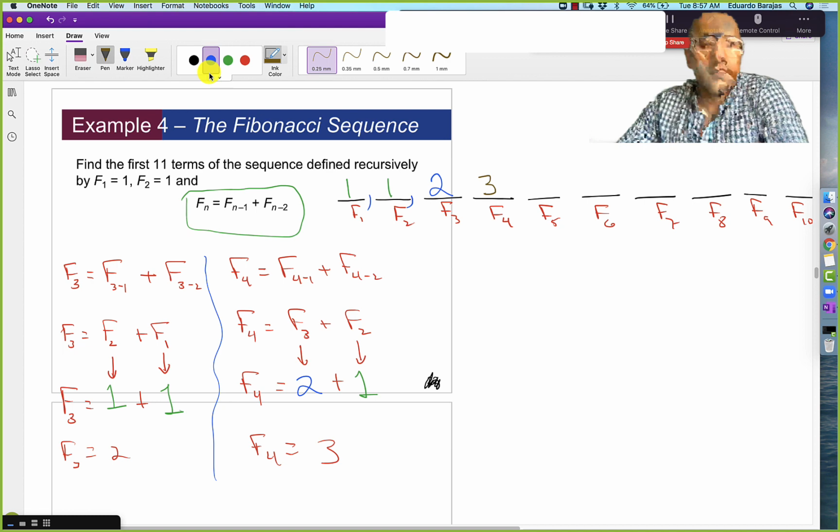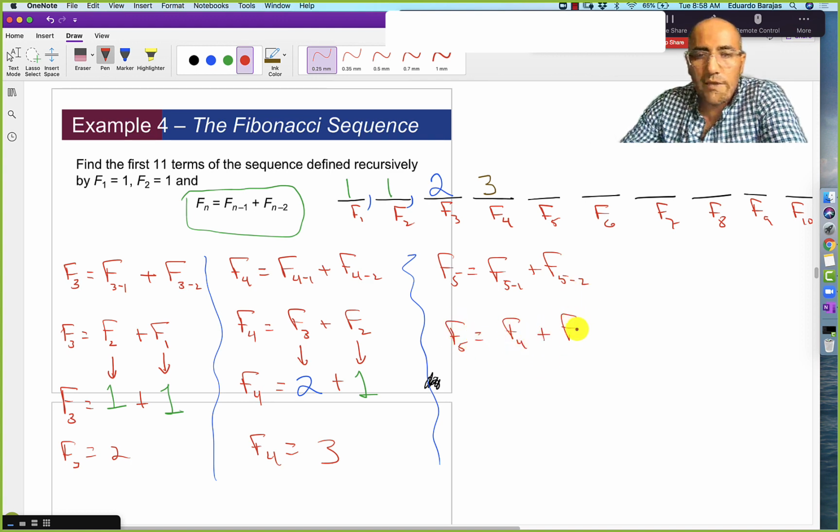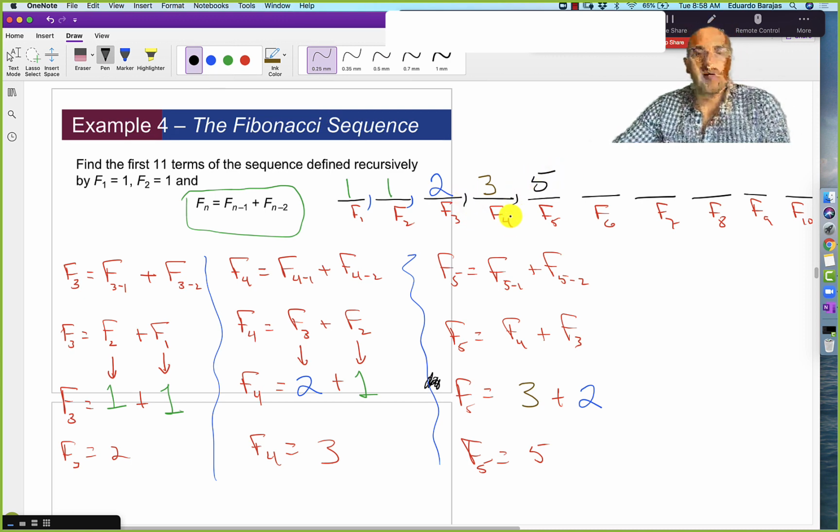Good. I'll do one last one this way, and then we can just go crazy with the rest of them. So this f of 5 is equal to f of 5 minus 1 plus f of 5 minus 2. So f of 5 equals f of 4 plus f of 3. F of 5 is equal to f of 4, which we just discovered as this 3, plus the f of 3, which was a 2. So f of 5 equals 5. Good. 5. So there, we got the first 5 numbers now. Almost there, right?